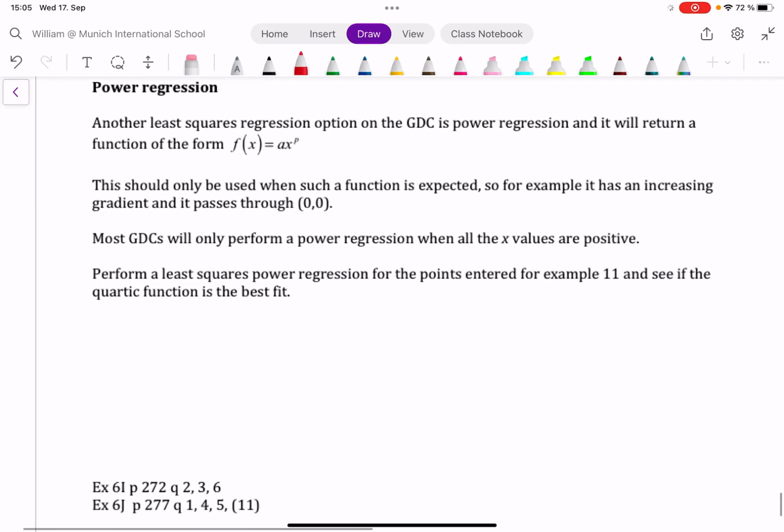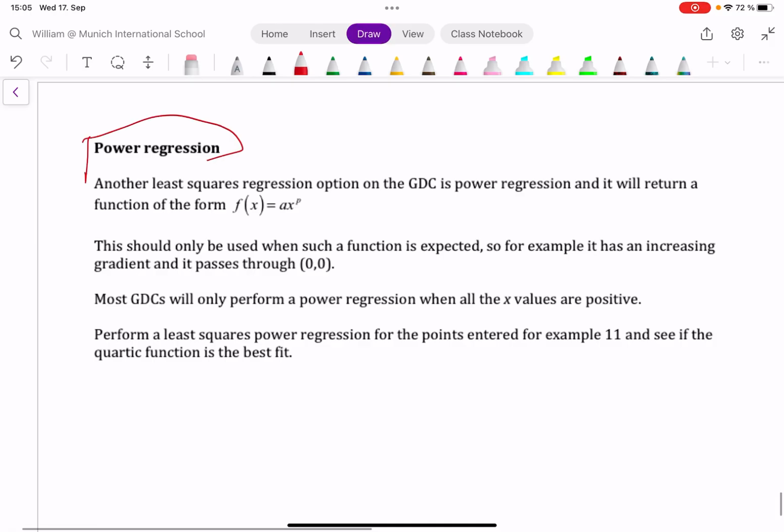Yeah, and so you can perform the least squares regression for these points that you entered. I don't have the solution to it, but you can just look at it and get your equation if it ever asks you to do some power regression.